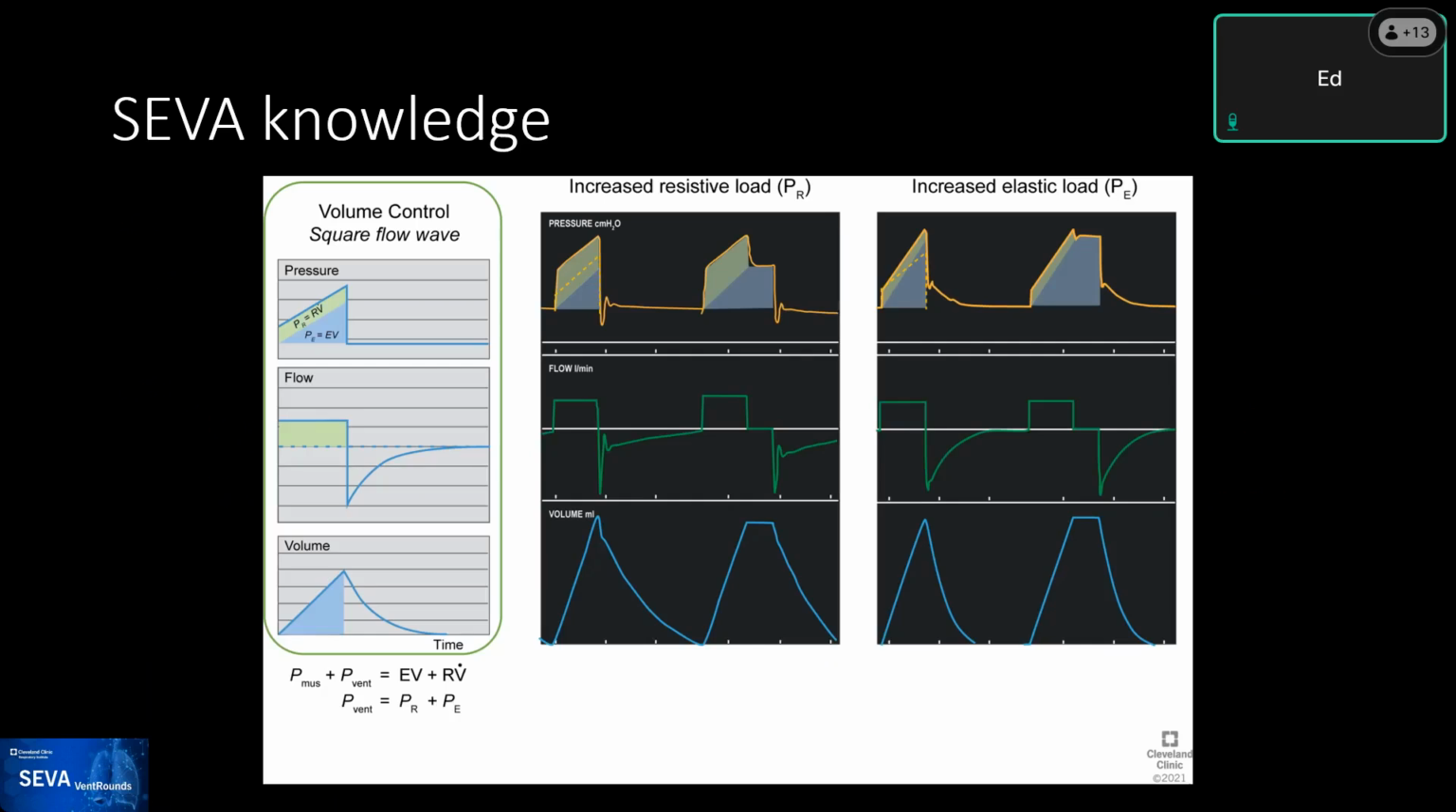This is our basic SEVA knowledge. What I wanted to highlight here is whenever we're in volume control, we control volume during inspiration, and during expiration what you control is pressure. So if the patient has any effort of any sort, the area where you would see it is in the pressure waveform. This is a key skill that one has to have when watching volume control: to see where the waveform deviates.